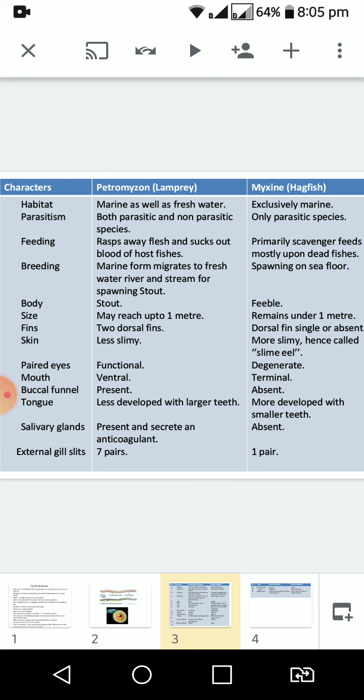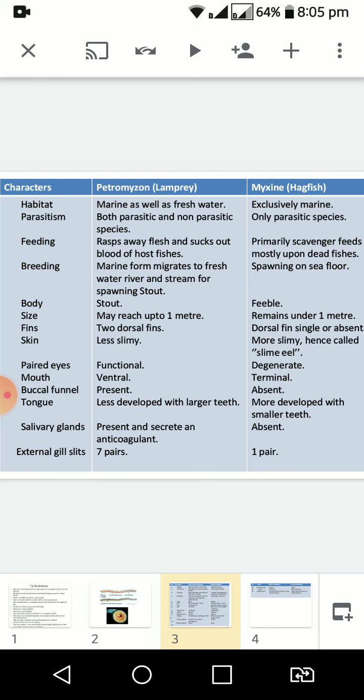So that is the important. And the petromyzon, both parasitic and non-parasitic species are included under this, but myxin, they are only parasitic. So here the petromyzon sucks blood of the host fishes. That is the important feature of petromyzon.